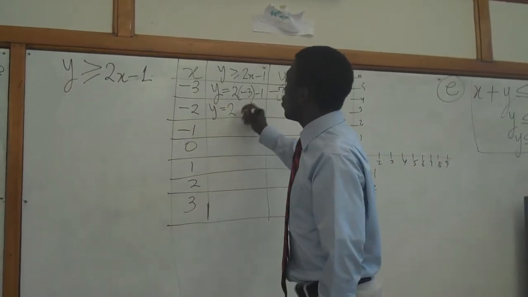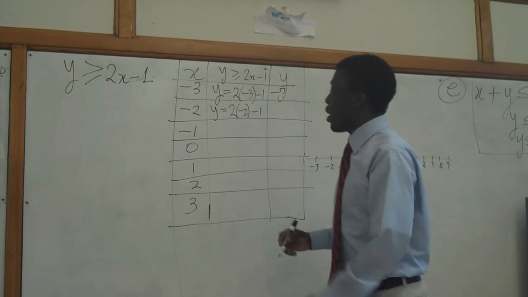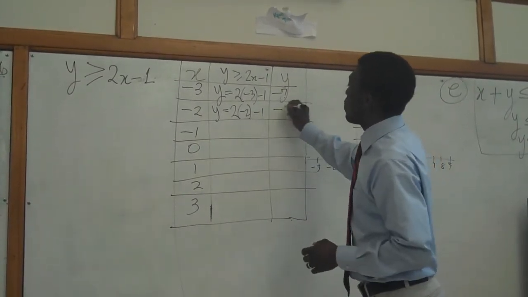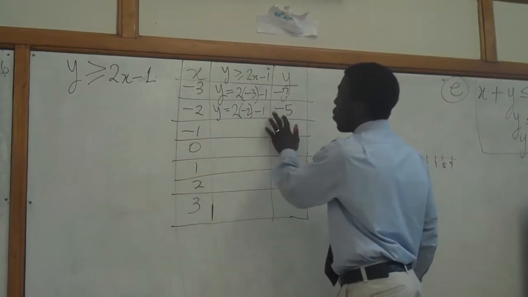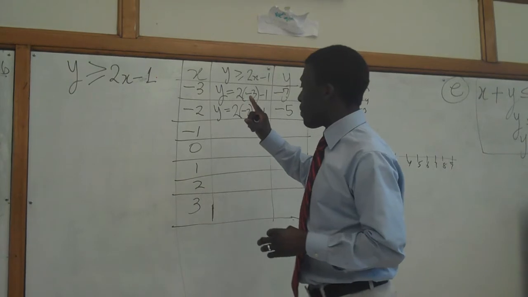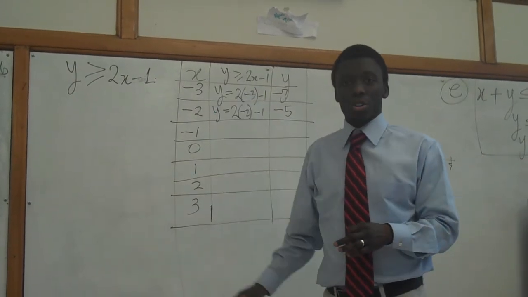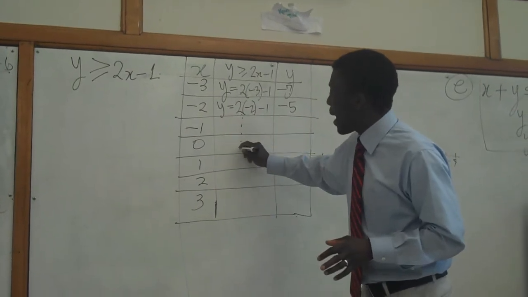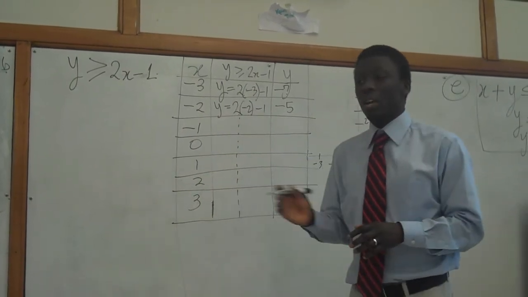Y is equal to 2 times minus 2 minus 1. So that's 2 times minus 2, which is minus 4, minus 1, and that's minus 5. When x is minus 2, y is minus 5. The third thing I want to point out here is that it continues in that order. And there's nothing else that is different from what we've done. So using that pattern, I want to encourage you to do that all the way to the end.